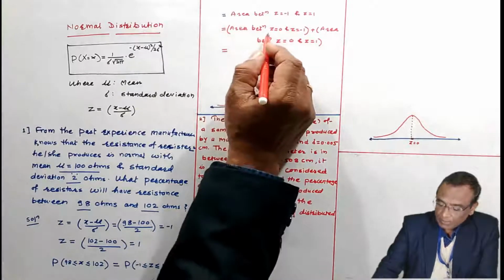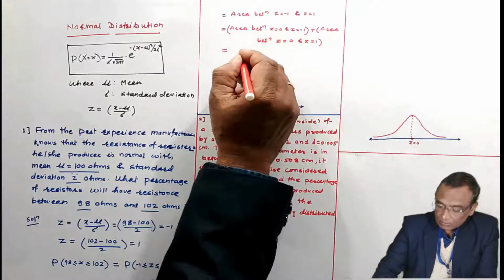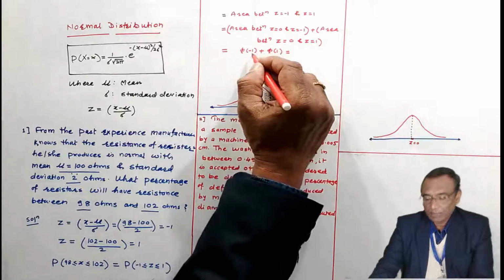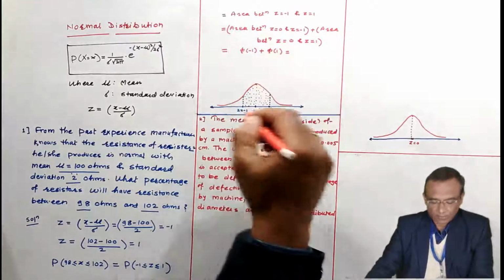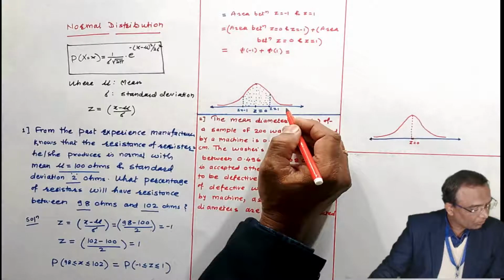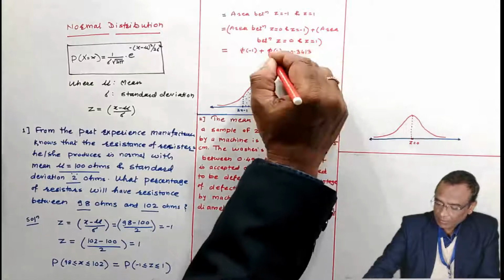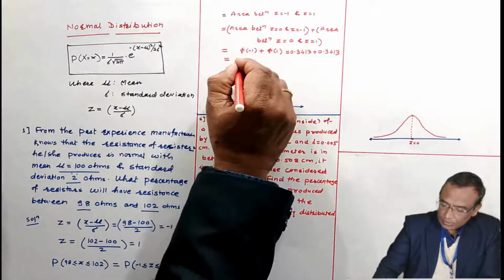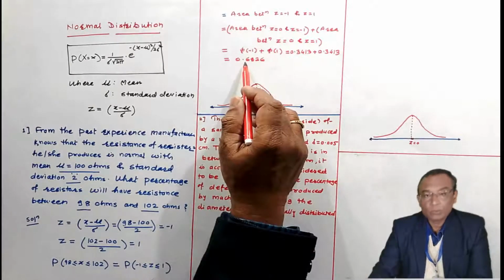Now the area between z equal to minus 1 and z equal to 0 we get from the normal distribution. The phi of minus 1 means the table value of minus 1, and the table value of 1 is the same because the curve is symmetric. The table value of 1 is 0.3413 and the table value of minus 1 is also the same, and this is equal to 0.6826.